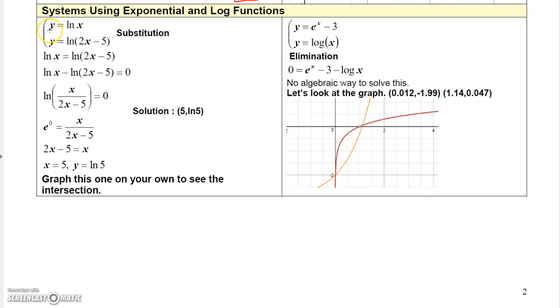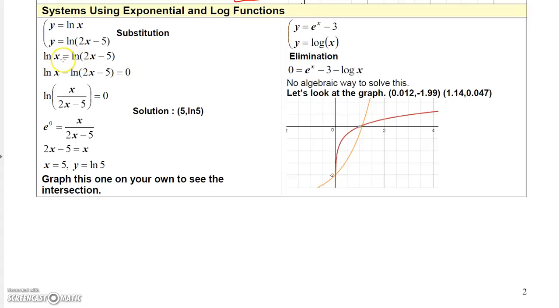This time I'm going to do one involving a log, or actually 2 logs. So here we have y equal natural log of x and y equal natural log of 2x minus 5. Well, if I set these equal to one another, I get natural log of x equals natural log of 2x minus 5. So using substitution.